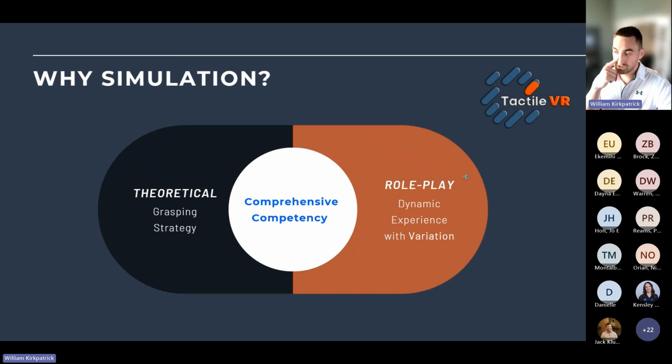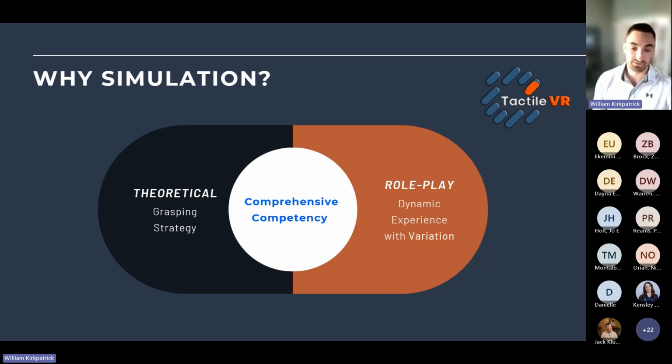So why simulation? We are a simulation company. Theoretical learning is great for grasping strategy, but as we all know, the real world is very unpredictable and variable. Not everything is the same every time, so not everything is standardized. Theoretical learning is great for getting strategies down and understanding the different techniques you can use when de-escalating somebody. But role play and simulations are a huge piece of getting that practice and unpredictability in, because not every situation is going to be the same every single time.